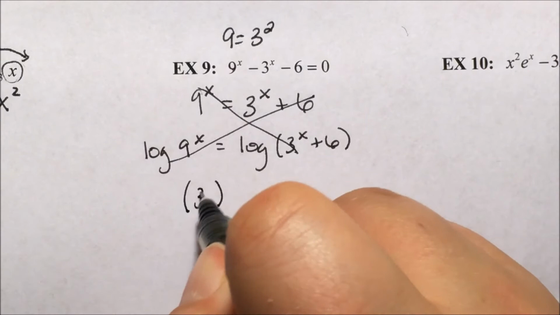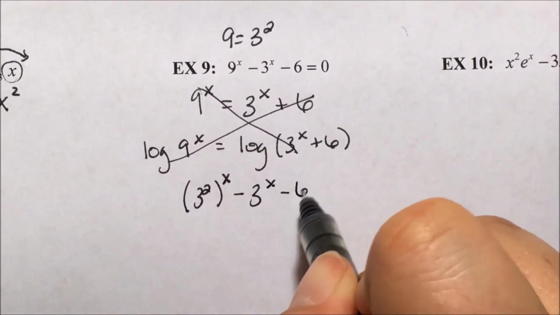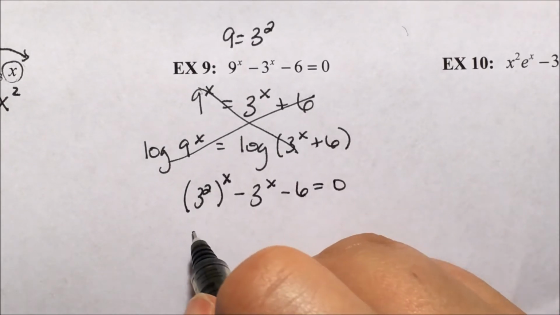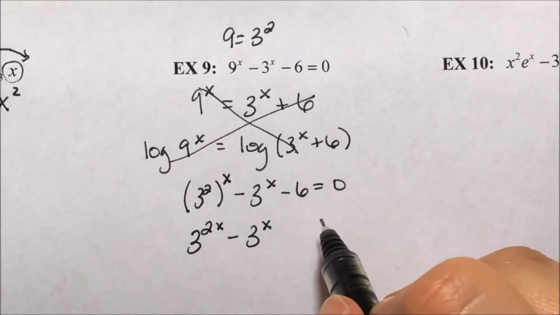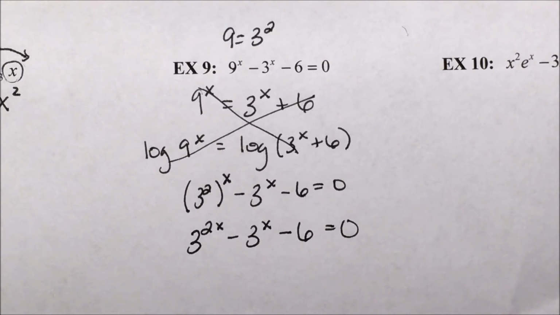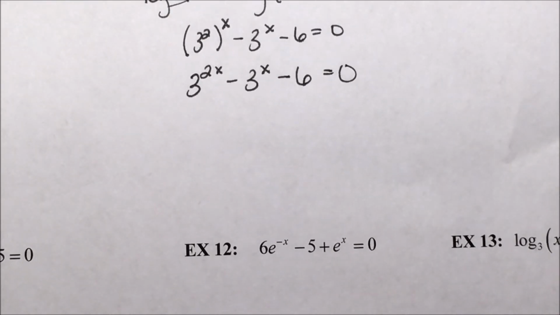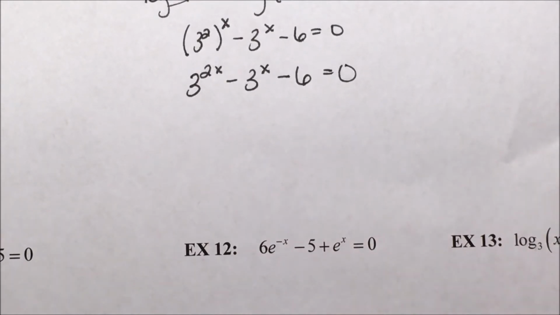9 is going to become 3 squared. It had an exponent of x, so that's still there. Now this is 3 to the 2x minus 3 to the x minus 6. Now we've seen something similar to this before where we had multiple terms with x's in it, but in that case they all had the same base, so we were able to just set those exponents equal to each other and it turned out to be quadratic. That was something that we saw on the last quiz and one of those review questions that I gave you.